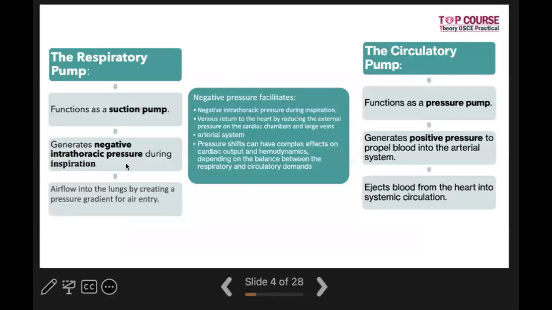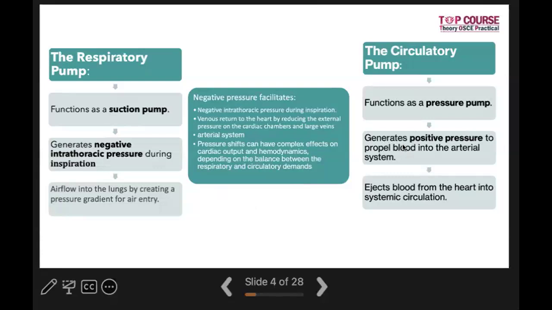So here, the respiratory system will act as a suction pump. In a spontaneously breathing patient, whenever they take an inspiratory effort, there is going to be a generation of negative intrathoracic pressure, right? This allows airflow into the lungs by creating a pressure gradient for air entry. That is the reason it acts as a suction pump, by creating a negative intrathoracic pressure during inspiration.